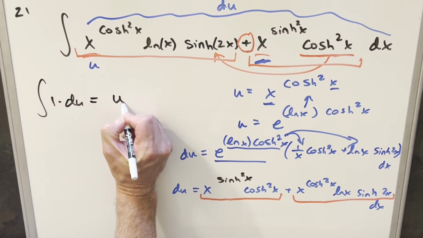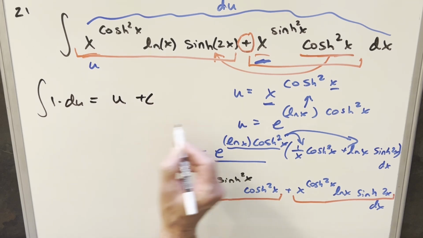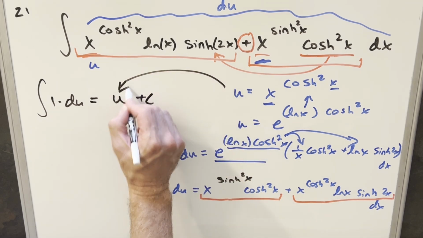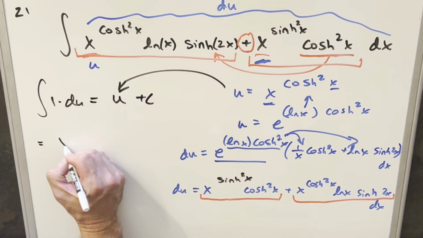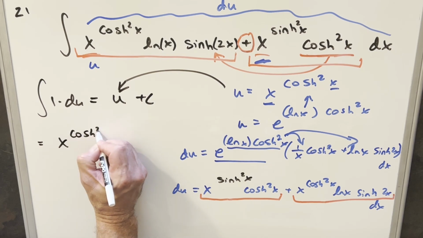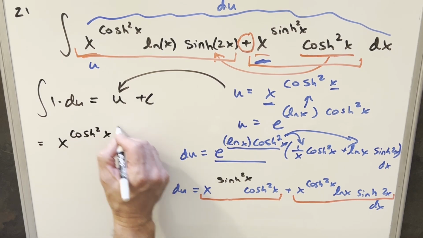Integrating this, we get just a u. All we need to do is just back substitute in order to finish it off. So for my final solution of this, we just get x to the cos squared x plus c, and that's it.